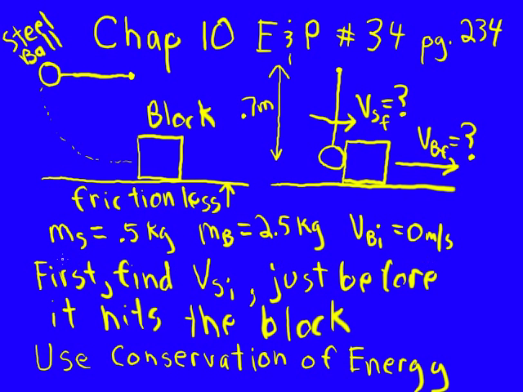The mass of the steel ball is 0.5 kilogram. The mass of the block is 2.5 kilograms, and the initial velocity of the block is 0. I'm using S for steel ball and B for block. The first thing we need to do is figure out how fast the steel ball is going before the collision, and for that we just use conservation of energy.